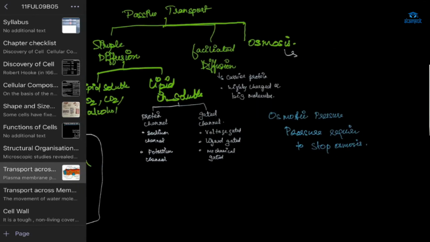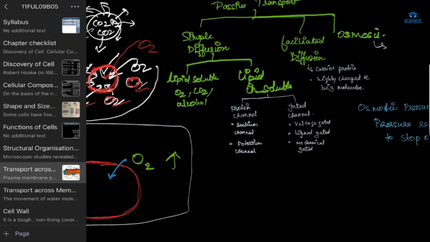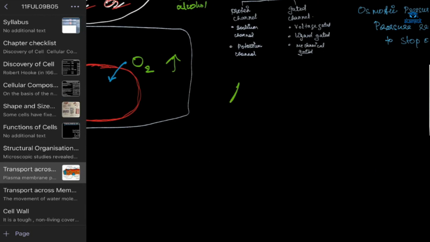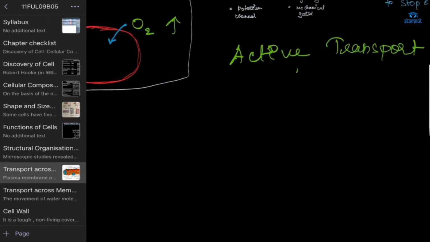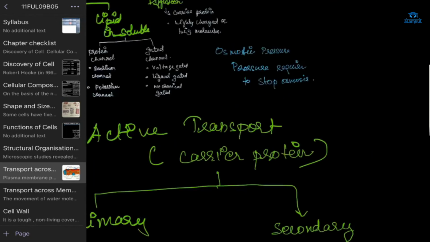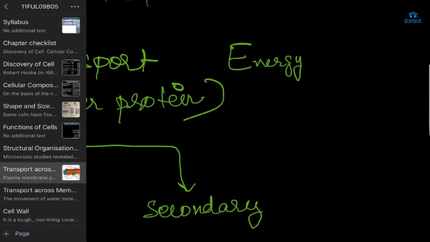Next we have this. Okay, we have talked about simple diffusion, facilitated diffusion, osmosis. So passive transport is over. Now here we are having the active transport. This active transport also requires carrier protein. It is mainly of type primary and secondary. In active transport, you require energy. Why you require energy? Because it goes against the diffusion.